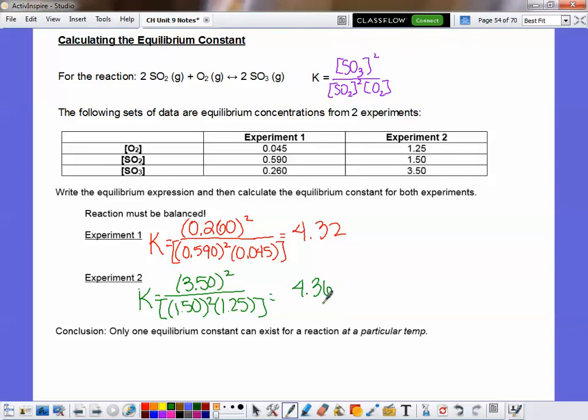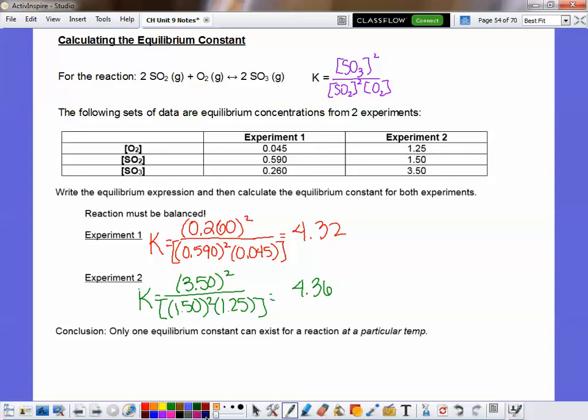Okay. Is there a huge difference between those two values? No. It might have just been a slight rounding error earlier on, or maybe a slight measurement error with one of these concentrations, but they're virtually the same. So the conclusion is that the equilibrium constant is a constant for that temperature. If we change temperature, it actually changes the equilibrium constant, but you don't need to worry about how it changes it. Okay? So the equilibrium constant is a constant.